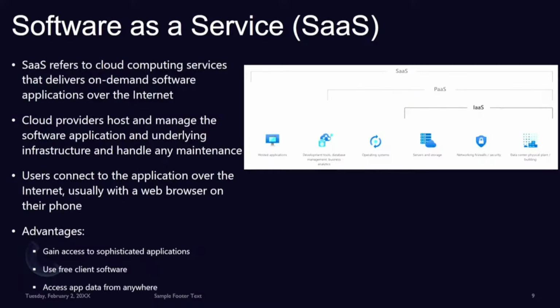In case of PaaS, we were getting just a platform and developing our services. But when we are talking about software as a service, in that case, the entire software is offered as a cloud computing service. So cloud providers host and manage the software application and underlying infrastructure and handle any maintenance. Now SaaS contains our IaaS plus PaaS plus maybe some additions, the software also.